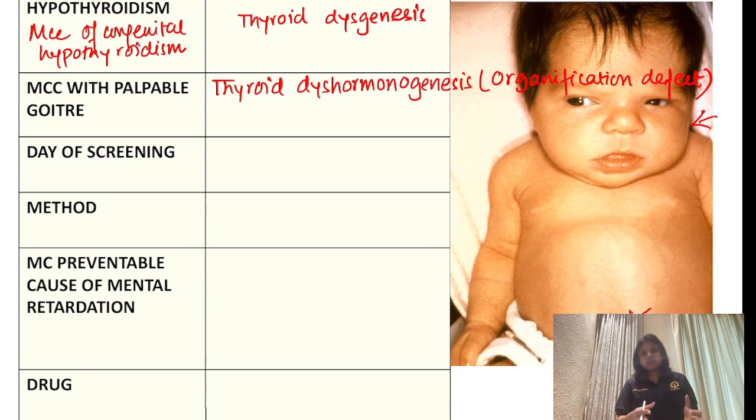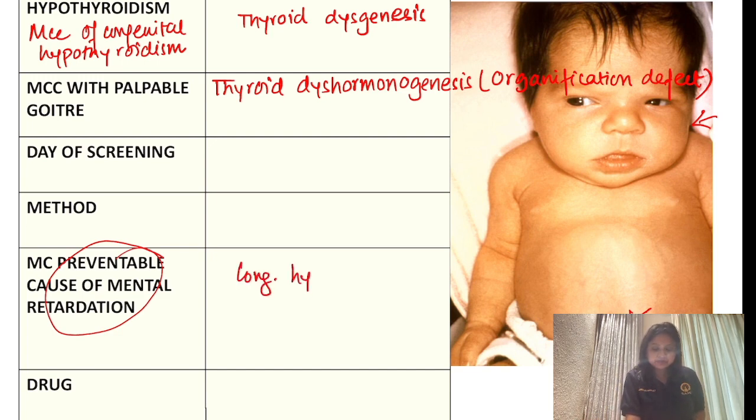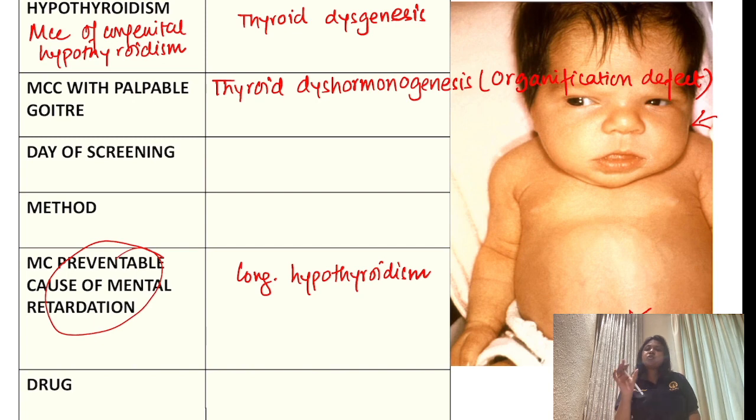So we need to prevent this, and that is why we need to do a mass screening in our SNCU and the NICU. So if you are asked most common cause of mental retardation in children, the answer will be Down syndrome. But if the question is most common preventable cause of mental retardation in children, the answer is going to be congenital hypothyroidism. So that is why we stress on screening.